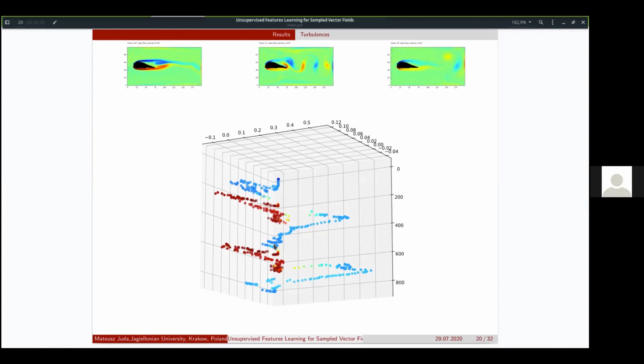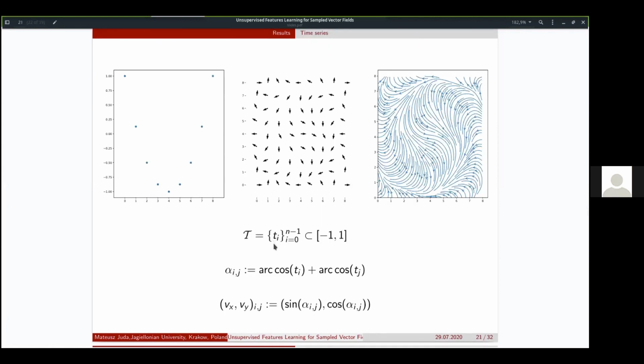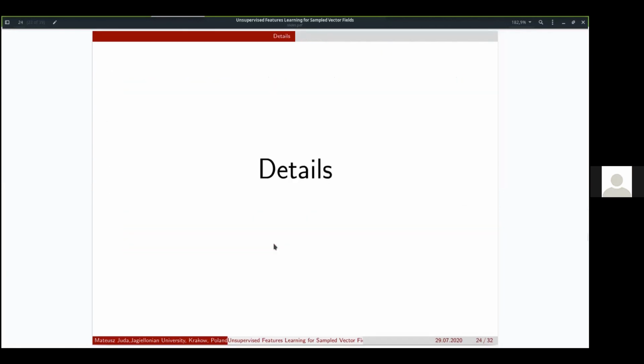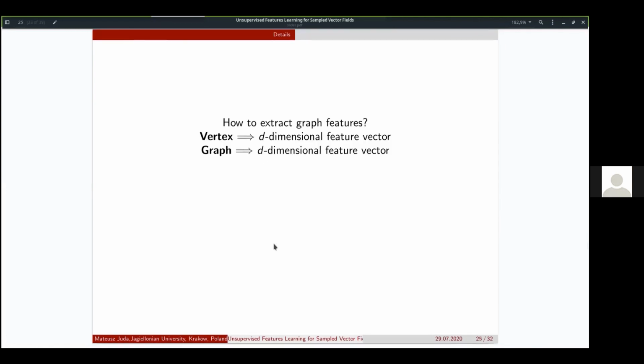Okay, I'm going to skip this part. Let me give you some details on how we actually achieve the embedding and what we are doing. Just to remind what we want to achieve, we would like to extract graph features, either for vertices or for the whole graph. We would like to have a fixed dimension D, and for the vertices or the whole graph, we would like to get a D-dimensional feature vector, where the feature vector represents somehow the dynamics of the vector field.